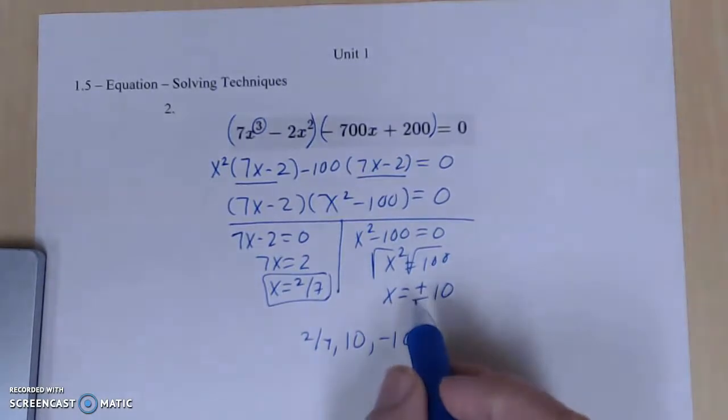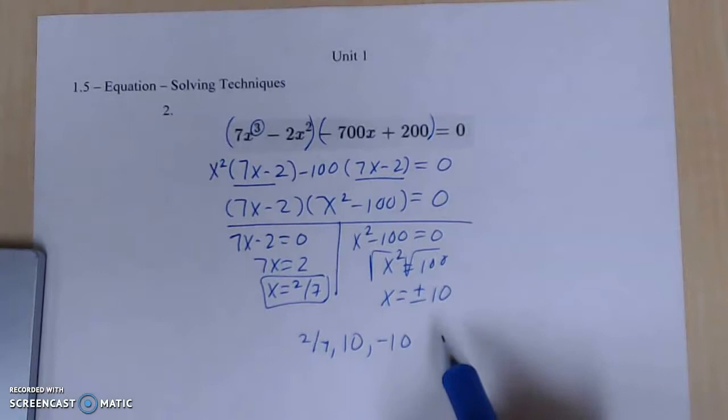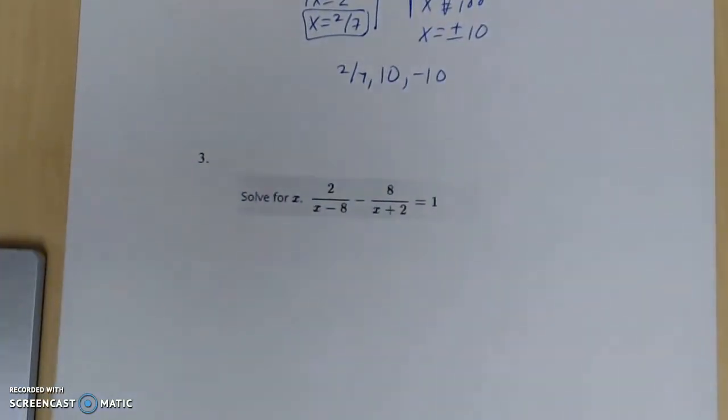You're not going to find that plus or minus button in there when you're entering your answer on the computer, so you'll just have to list them out, separate them by commas. On number 3, we get a little more intense, but I want to show you some side stuff as I go to help you with this.